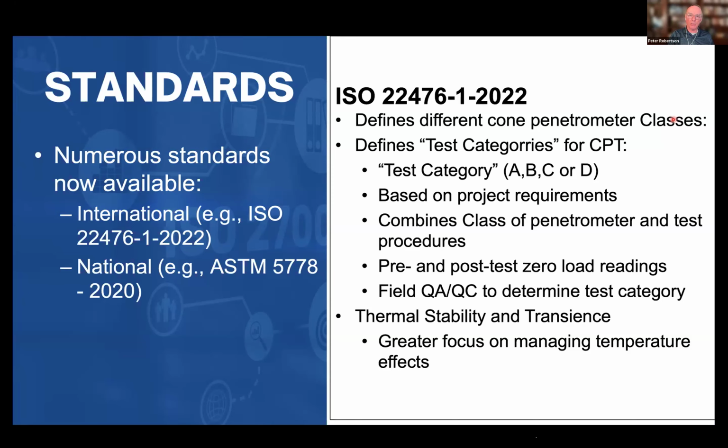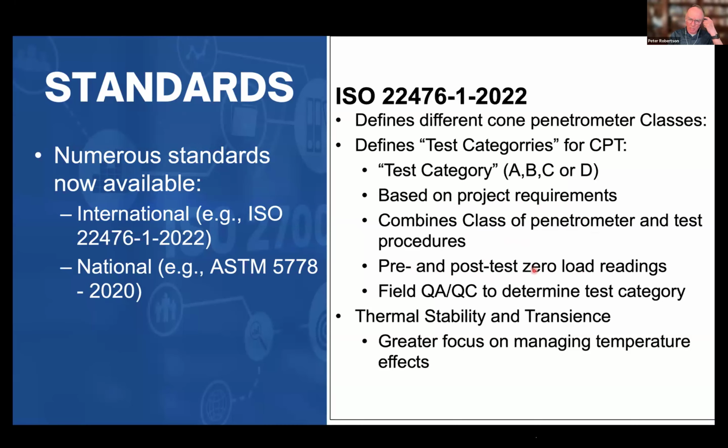And then they identify test categories, A, B, C, and D, and that would be based on project requirements, and it combines the class of the penetrometer with the test procedure. So it's a combination of the type of cone, what accuracy the cone itself has, and then the test procedures to make sure you can get the right class of cone data. So it's quite comprehensive.